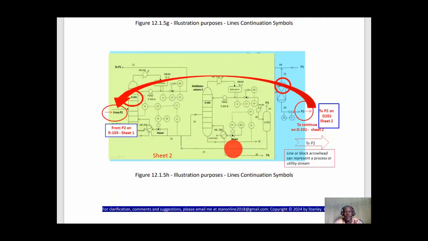Here we have the stream P2 as defined here completely going to D201 on sheet 2. Here we have the unit D201 on sheet 2, and it's telling us that this P2 stream is coming from P2 sheet 1, unit arrow 103.